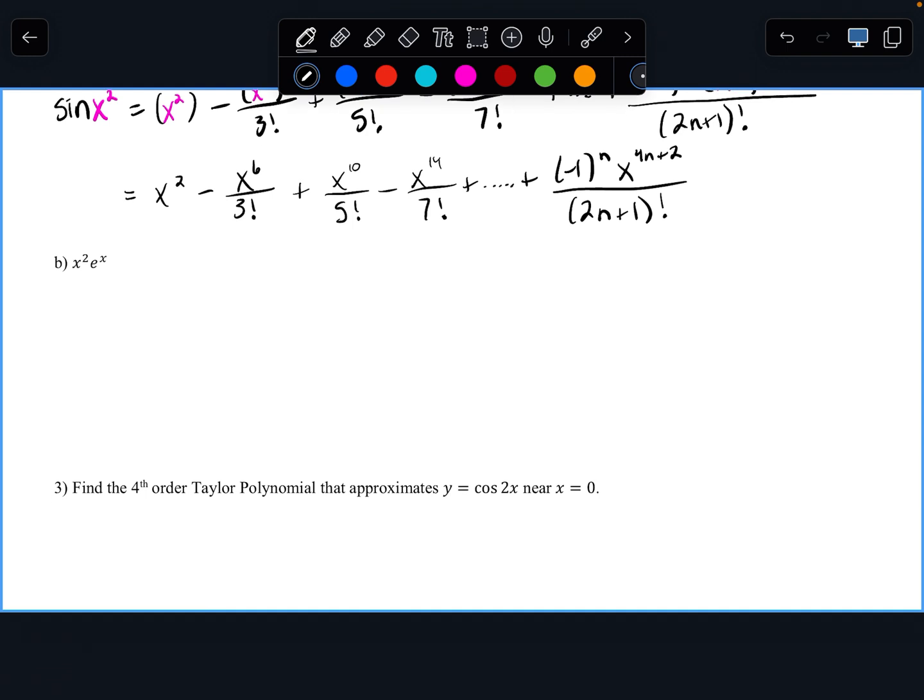Okay, next one. Now we have x squared times e to the x. Now x squared doesn't have a polynomial thing. It is a polynomial, so it feels weird. But you do know e to the x. So you're going to write out your e to the x: 1 plus x plus x squared over 2 factorial plus x cubed over 3 factorial, blah, blah, blah, till x to the n over n factorial. And you're bringing that out of your head, and that's your e.